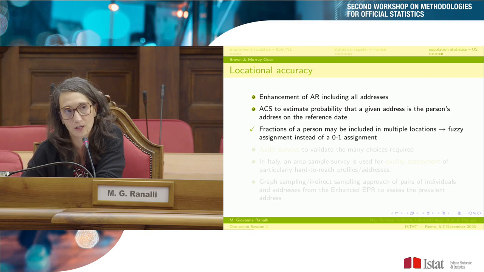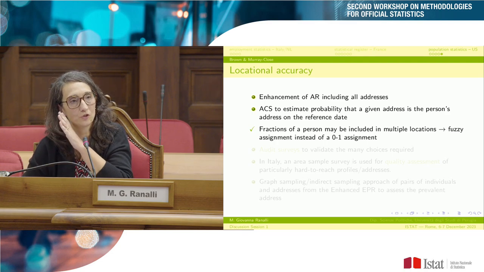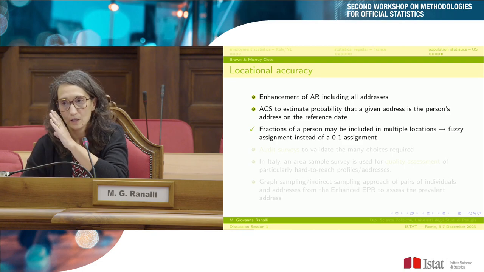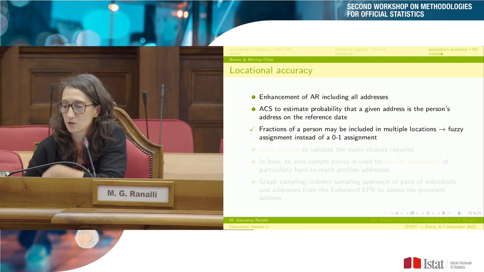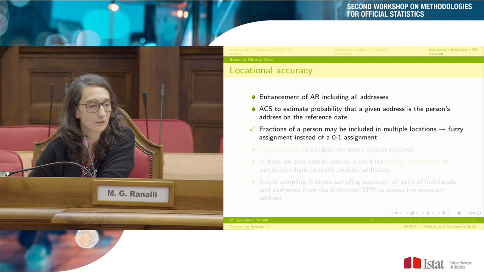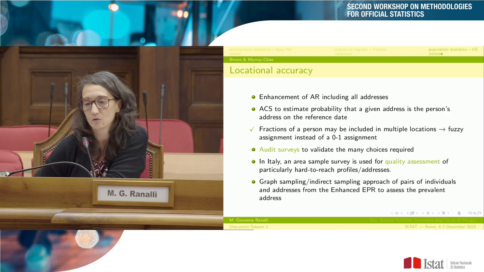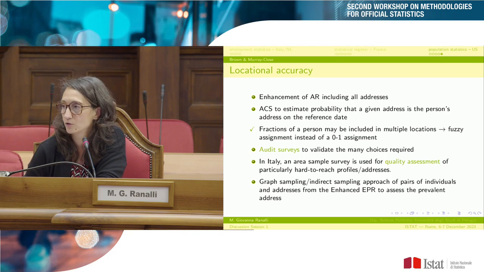And what I really appreciate from that experience is that a fraction of a person may be included in multiple locations. So you don't really have to be just in one county and not in the others. In Italy, it would be that you don't have to be in one municipality and not in the others, or one residence. And I think this would go to a fuzzy assignment instead of a 0-1 assignment. That makes a lot of sense to me. And finally, as a closing remark, we've seen a lot today about audit surveys, the role of surveys as auditing, to validate the many choices that are required.